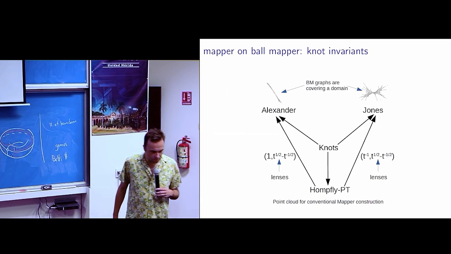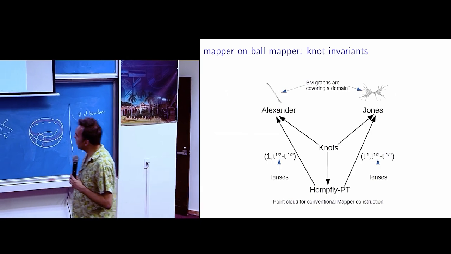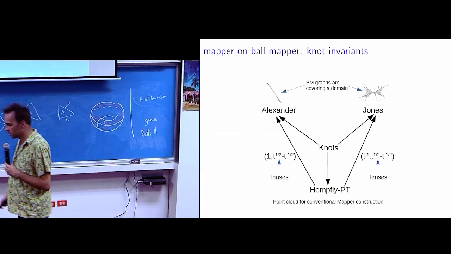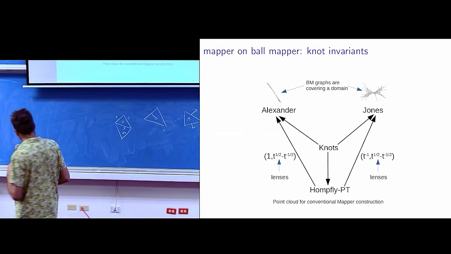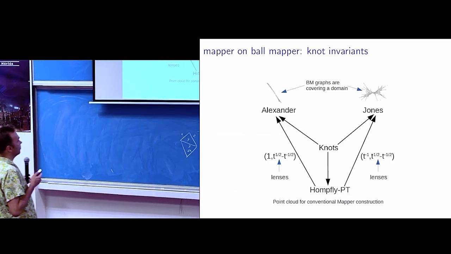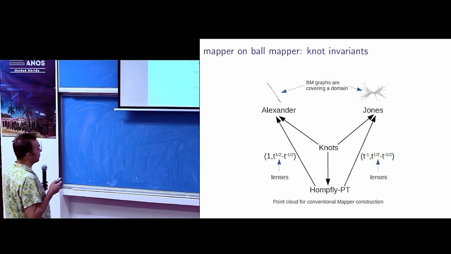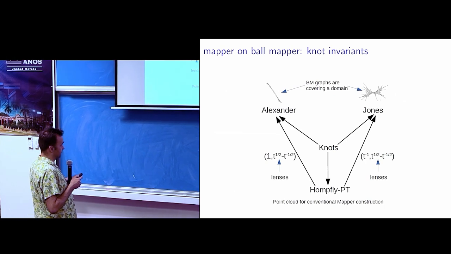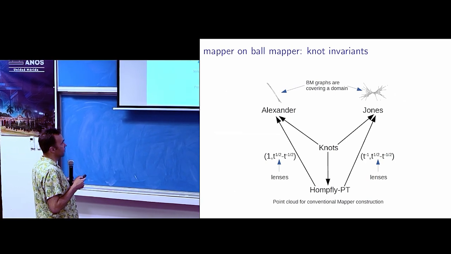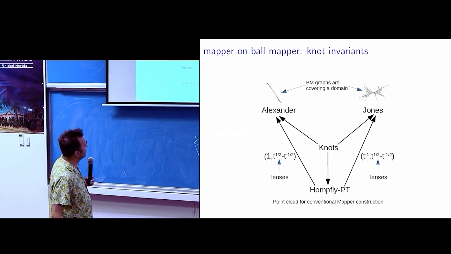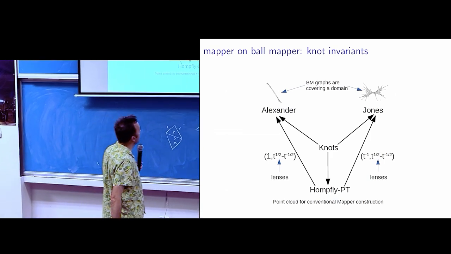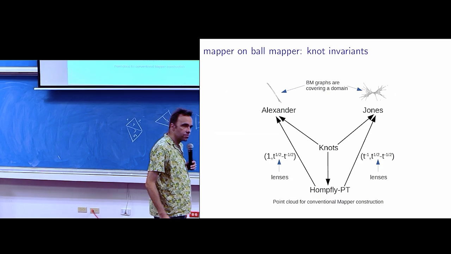I'm not sure if I want to go with this, but there are a number of algebraic relations for the two-variable polynomial, which is HOMFLY-PT, that specializes to Alexander by this substitution. We substitute the first variable with 1 and the second variable with square root of t minus 1 over square root of t. And it also specializes to Jones with this substitution.